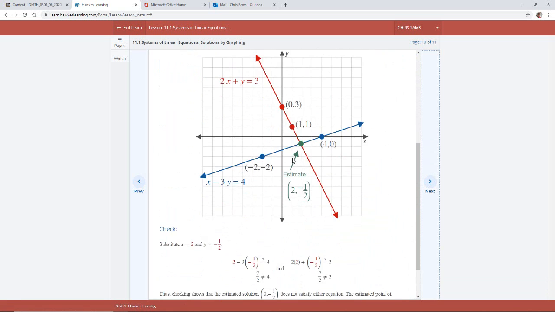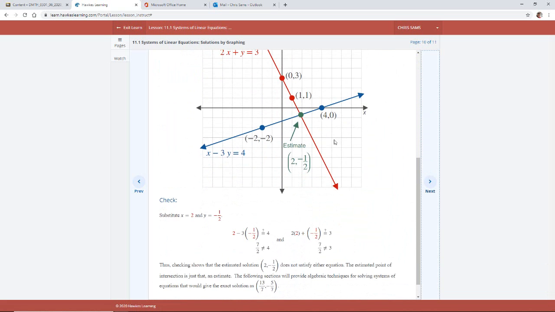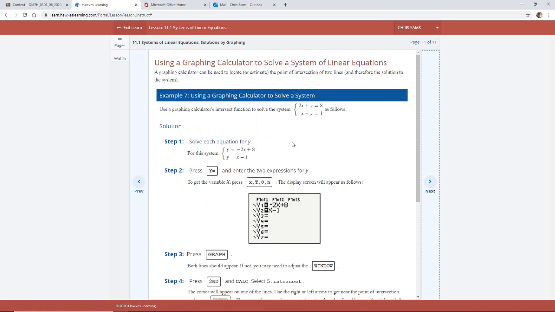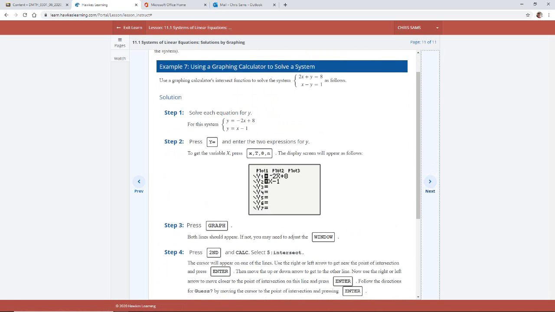Then you have a few more examples of showing solutions and graphing these equations. And we can also graph with the calculator, but I think for the most part, the computer will graph it. I will try to show you maybe once or twice how to graph these and get the intersection in the calculator.